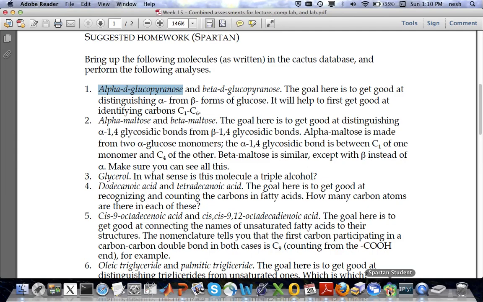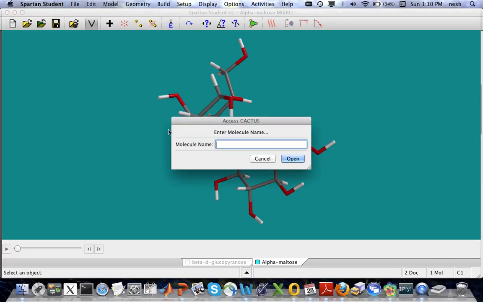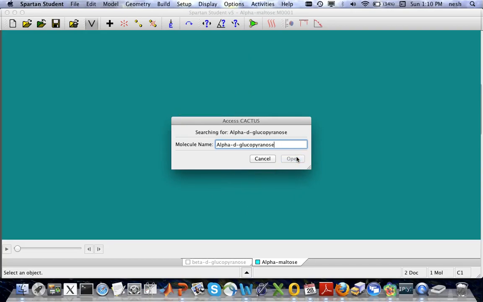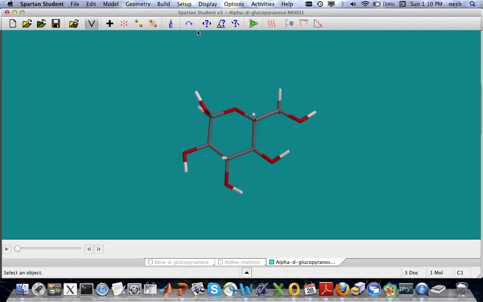So what you can do is go to Spartan, and if you haven't already opened up Spartan, go ahead. Then you'll access the Cactus database, and I've already got that entered into the buffer, so I pasted it in. And here we have the alpha glucose. Now, I like to look at it in tube mode.